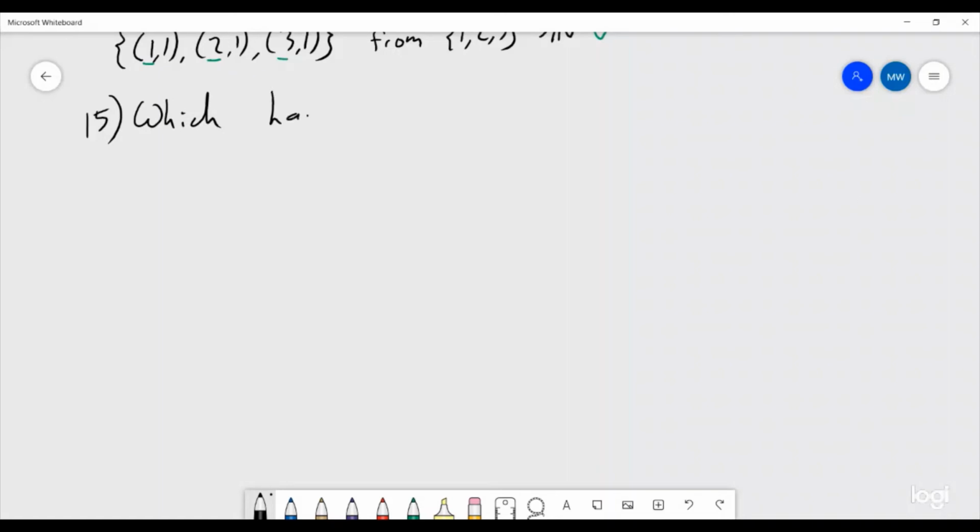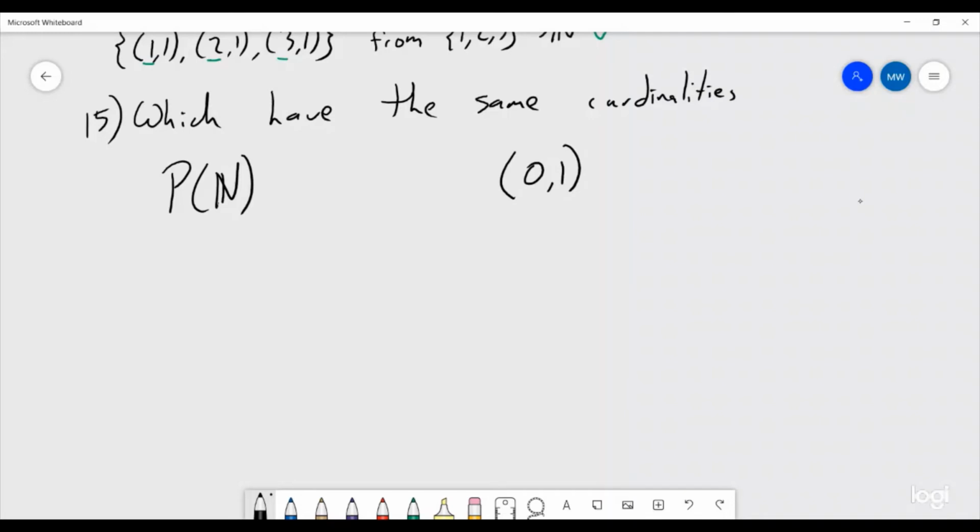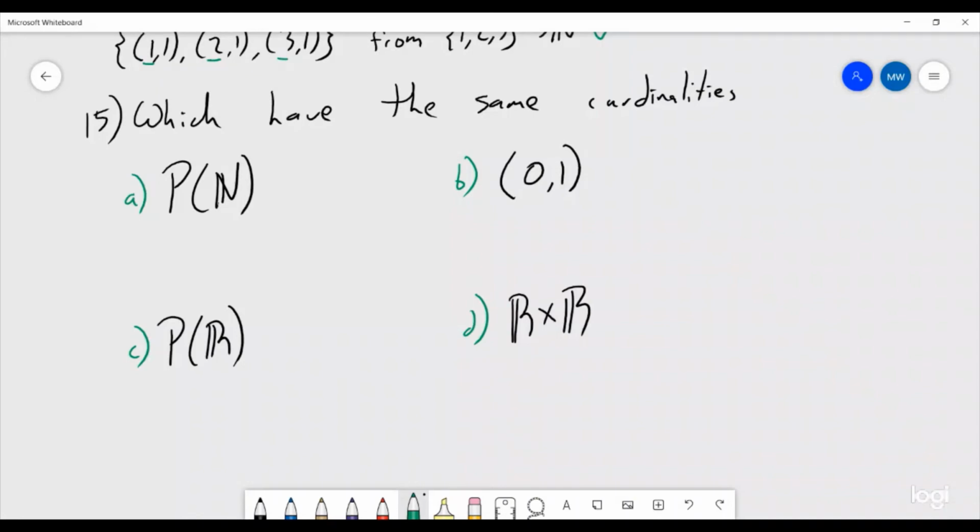Which have the same cardinality? So we have the power set of the natural numbers, we have the interval 0 to 1, we have the power set of the real numbers, and we have the real numbers cross the real numbers. So which of these have the same cardinality? Are there any of these that you see or know have the same cardinality?